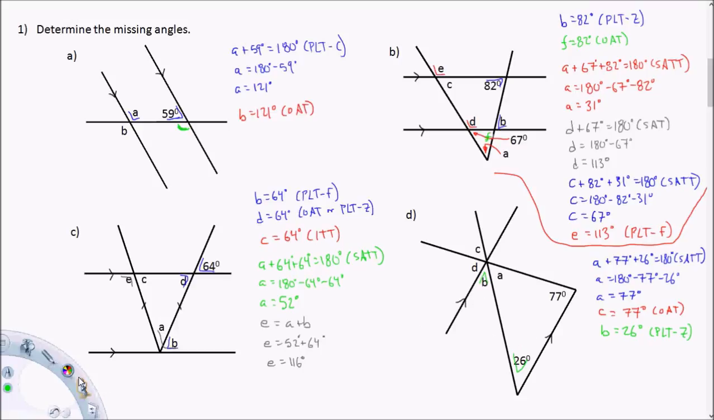And finally, we have a PLT-F pattern with D and this 77 right here, because these two lines stick out, and we have a sideways downward facing F. So D would also be equal to 77 degrees because of PLT-F.